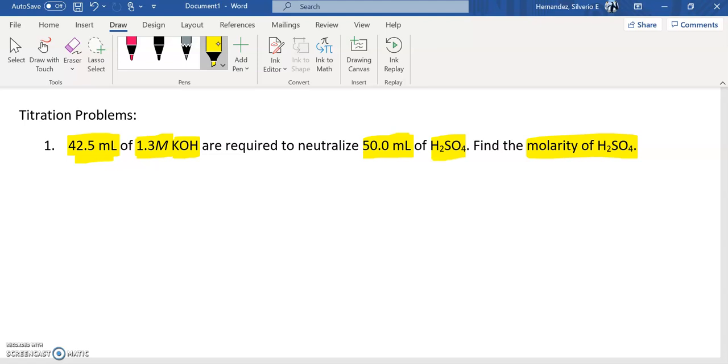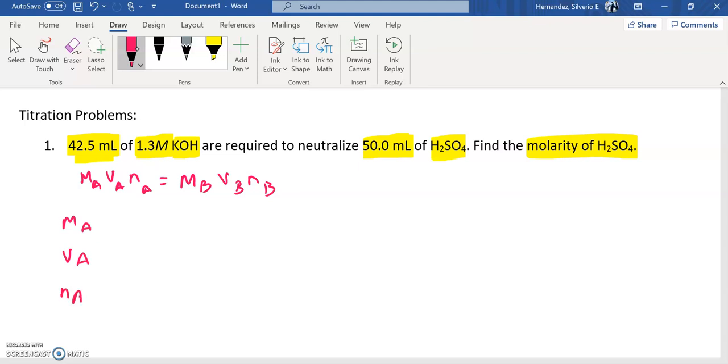So here, the base is my standard solution, and the acid is my unknown. So I'm looking for the concentration of the acid. So I'm going to write the equation that we saw before. So that's the concentration of the acid, the volume of the acid, the number of particles or the number of hydrogen ions that are going to be given off by the acid is equal to the concentration of the base times the volume of the base times the number of particles or hydroxide ions that are given off by the base.